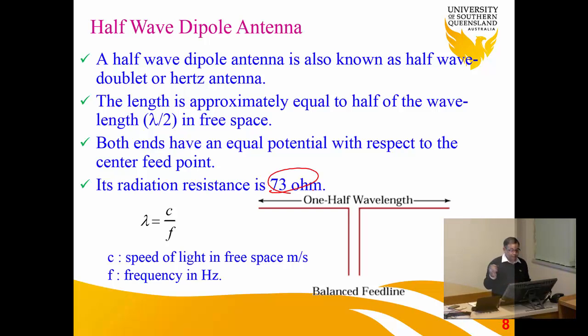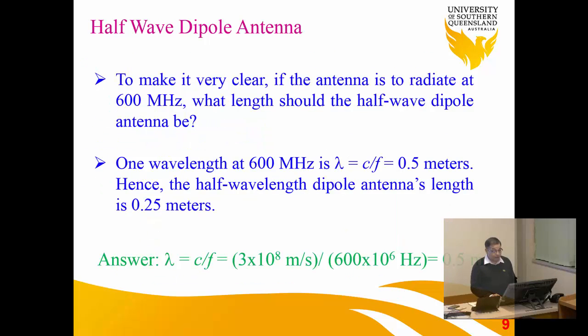And we can calculate the wavelength from this equation. So lambda is equal to c over f. Here c is the speed of light and f is the frequency in hertz.